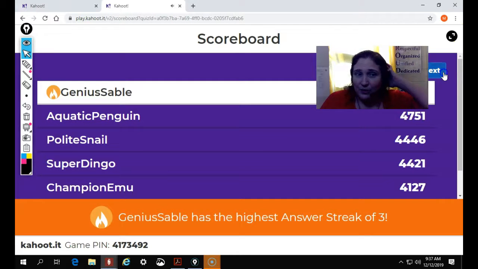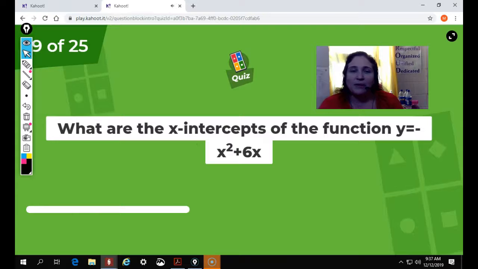Good. Next. Genius Sable in the lead still, 9 of 25.